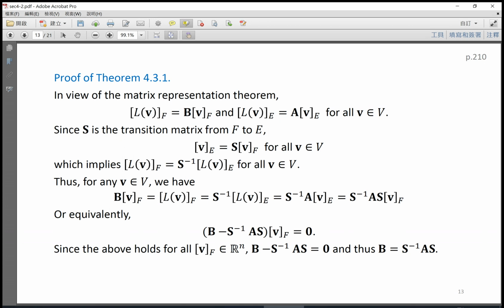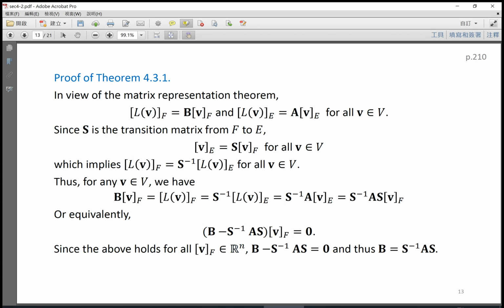Now we have proved that B minus S inverse AS times the coordinate of v with respect to F equals the zero vector for all v in the vector space. This condition will imply B minus S inverse times A times S equals the zero matrix. To see this, we can select v as the first element in basis F. Then the coordinate of v with respect to F equals the first element in the standard basis of Rn. And therefore, this equality will imply the first column vector of B minus S inverse AS equals the zero vector.